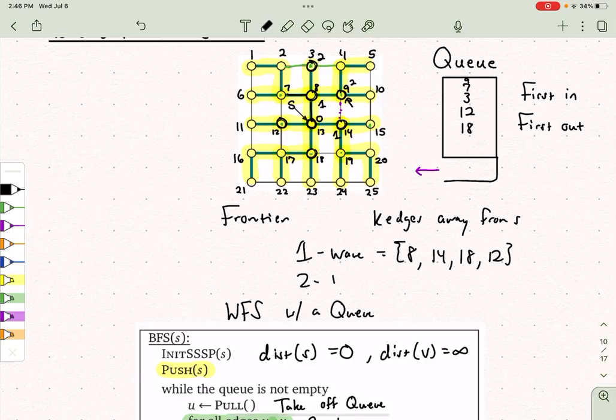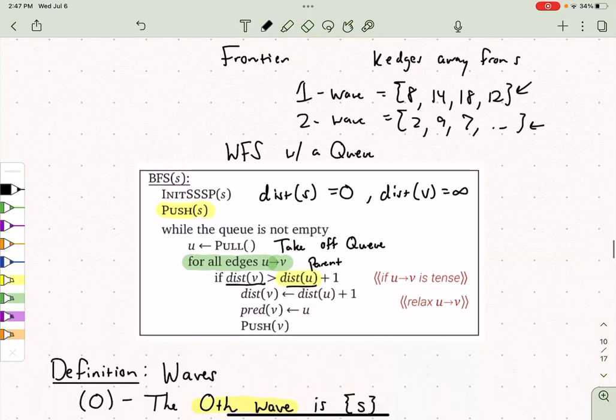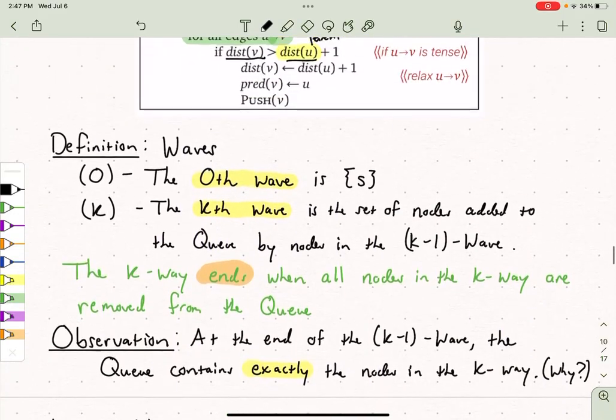Similarly, the 2 wave would consist of, say, 2, 9, 7, all of these nodes that were added from nodes in this set. So we dequeue nodes in this set, and those add neighbors, and those neighbors go into the next wave. Again, it's this growing idea. We keep growing the frontier and updating the distances as we go.